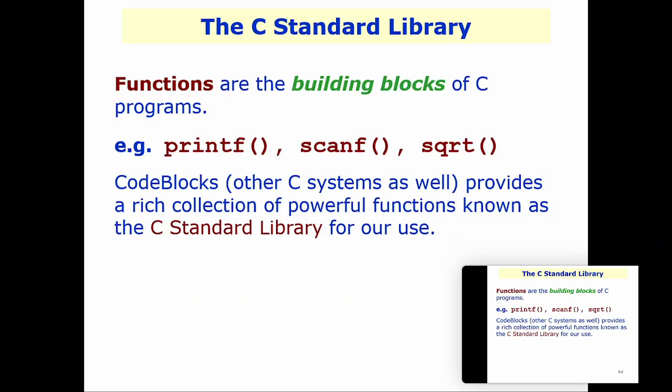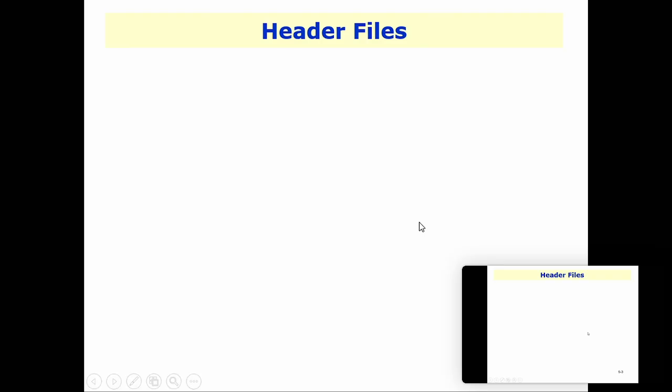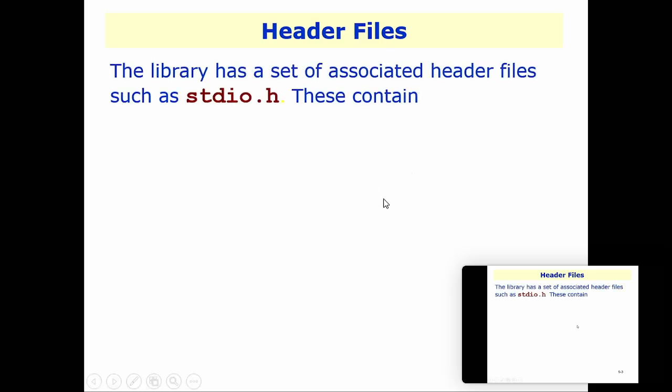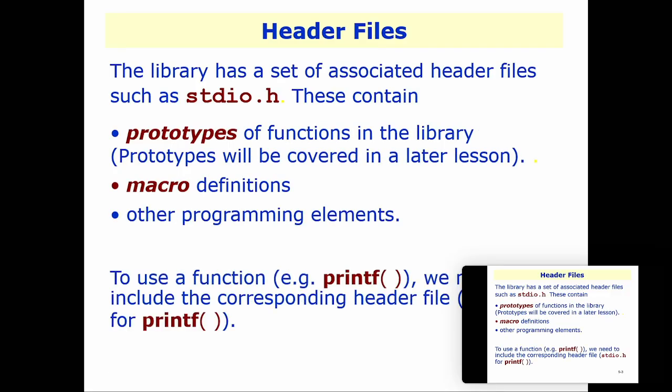So, Code::Blocks provides various packages of functions known as the C standard library, and those functions are bundled into header files depending on their usage. So you already know about this stdio.h header file, standard input output. This header file contains the prototypes of the functions in the library, macros, and so basically this header file contains the basic functions.